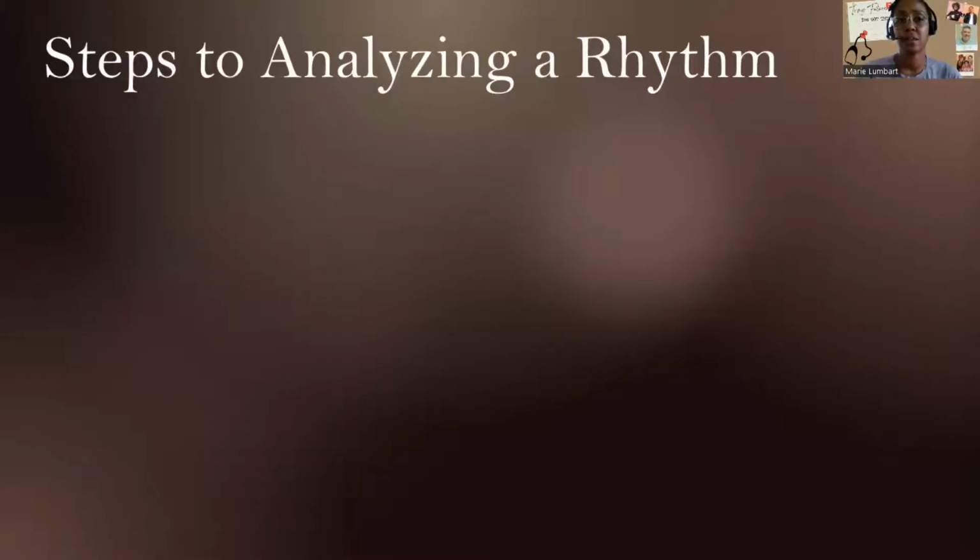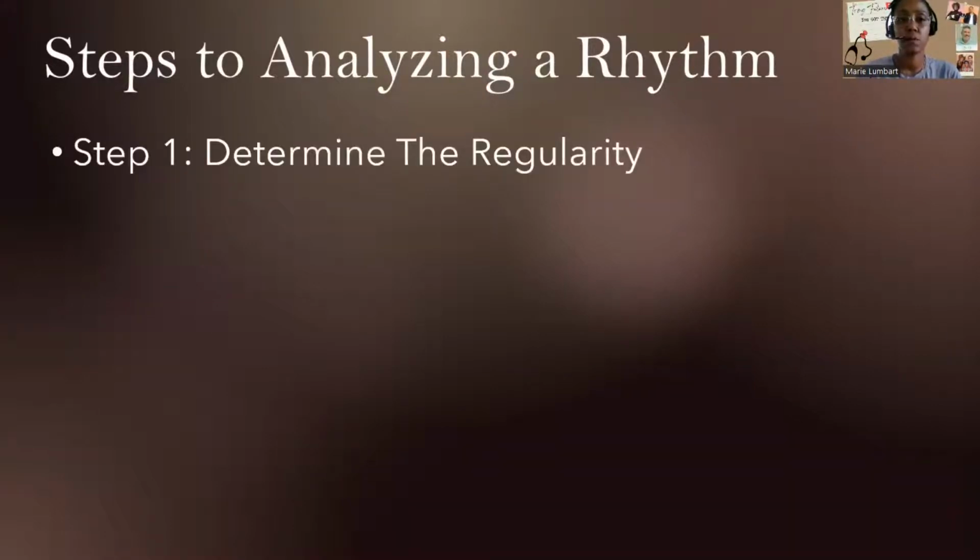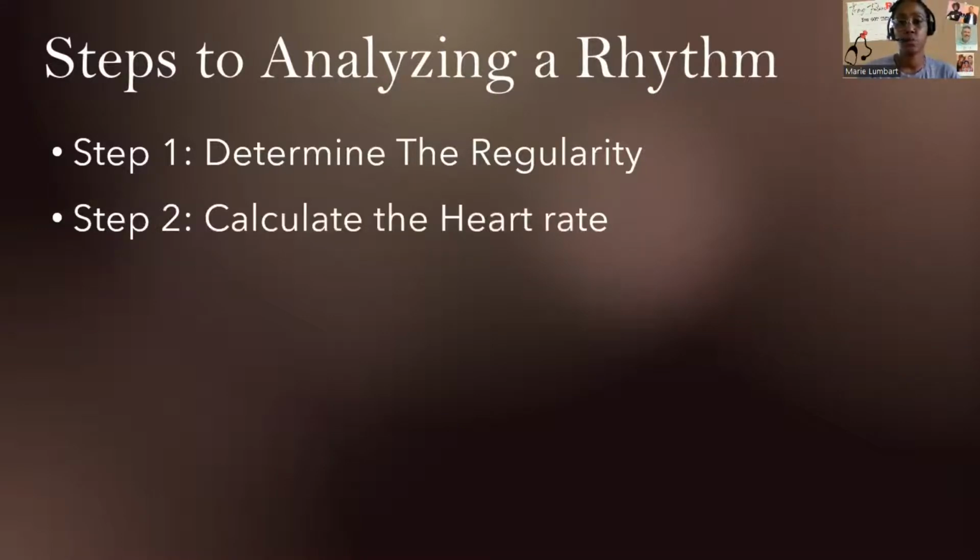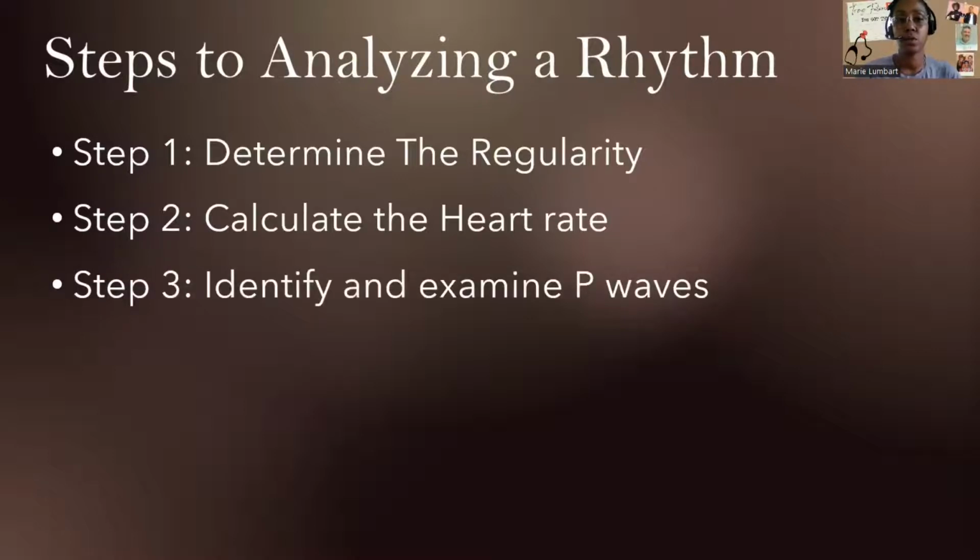Okay, so we have the steps for analyzing a rhythm. Please note, I do have a more in-depth video that goes through each of those steps and shows examples. So if you have an opportunity, please click and watch that video. Step 1, we want to determine if the rhythm is regular. Step 2, we're going to calculate the heart rate, and we're going to be using the rapid calculations for analyzing these rhythms today. Step 3, we're going to examine the P waves, which indicates to us that it's a sinus rhythm.